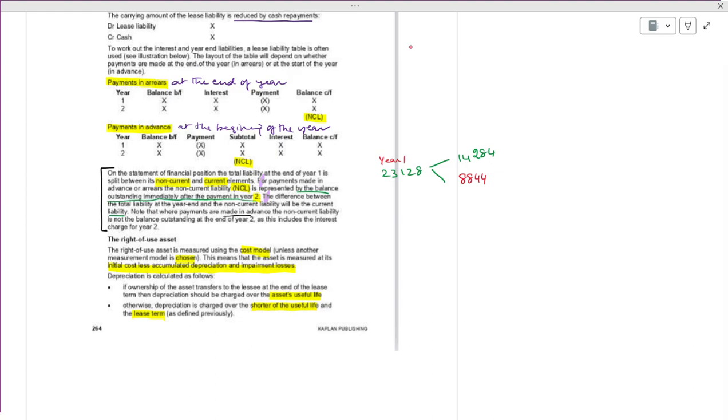Now, for payments made in advance or arrears, the non-current liability is represented by the balance outstanding. What is the balance outstanding? This is the balance outstanding immediately after year 2. The difference between the total liability and the non-current liability is the current liability.